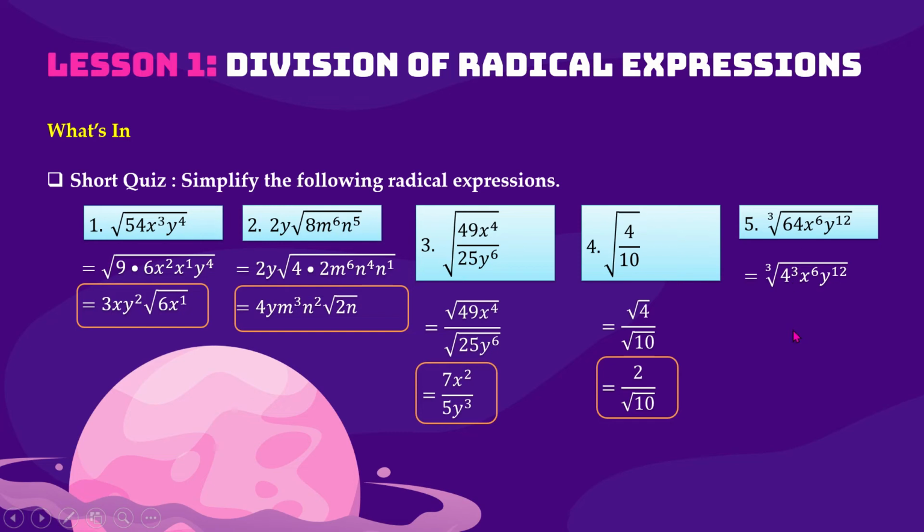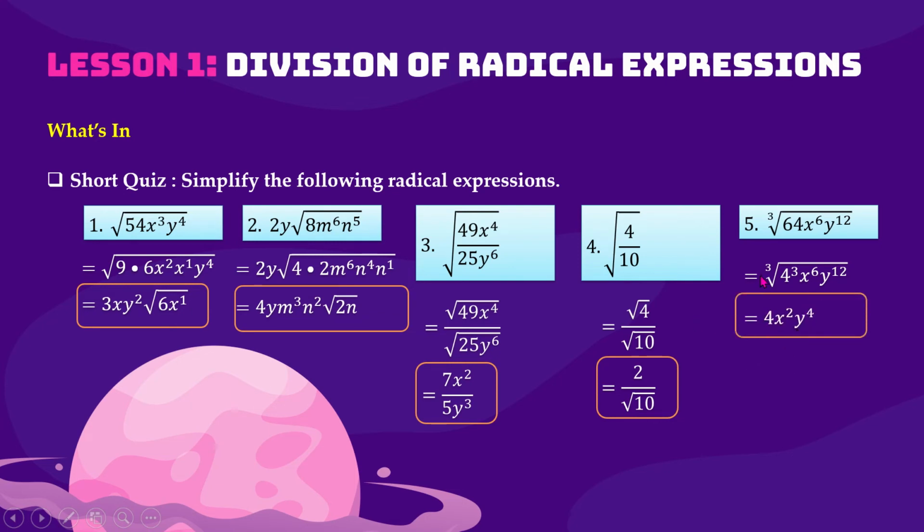Okay, 4 times 4 is 16. 16 times 4 is 64. So therefore, 64 is a perfect cube. So it can be extracted. X exponent 6 does not change because 6 is divisible by the index 3, as well as the exponent of y, which is 12. 12 divided by 3, it is divisible. So our final answer will be 4x squared y to the 4.